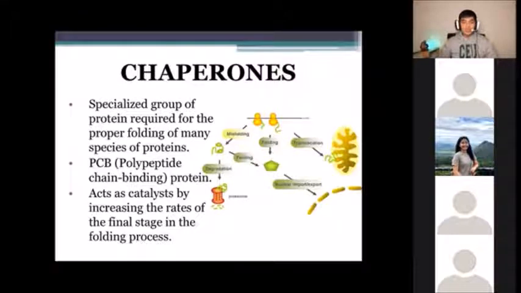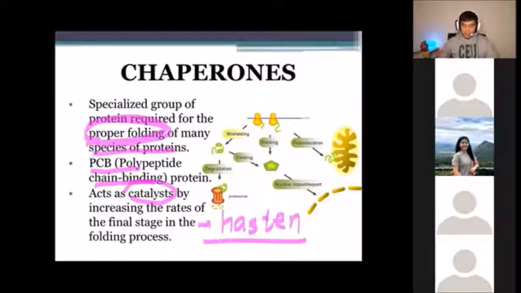So discuss natin what are chaperones. Di ba ginagamit din natin ang term na chaperones pag may kasama ka? O parang ganon ang chaperone na protein. Ang ibig sabihin ng chaperones, assistant sila ng mga proteins habang finofold. Kaya chaperones ang tawag. These are specialized group of proteins that are required for proper folding of many proteins or many species of proteins. So these are also known as polypeptide chain binding proteins. Okay, so they are so-called as polypeptide chain binding proteins, and they can also act as catalysts. So when we say catalysts, they can actually hasten the chemical reactions involved in protein folding. Anong ibig sabihin ng they can hasten? Pinapabilis o pinapabagal nila?